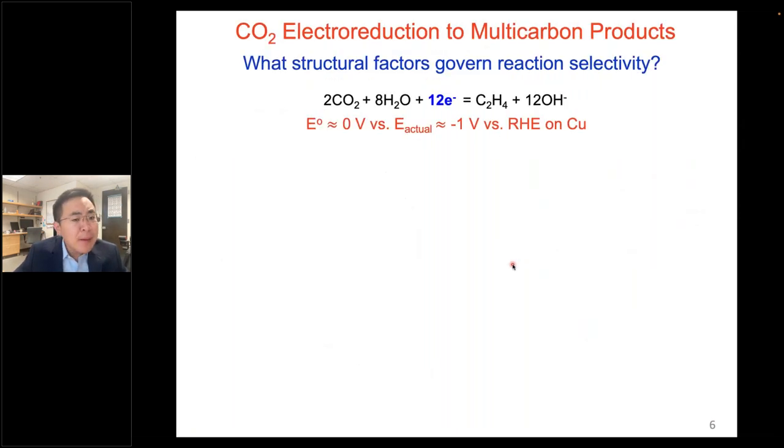If we begin to dive into the chemical aspect of such a reaction, what I'm showing you here is one example of how we can convert CO2 into, for instance, ethylene. This is a really tough reaction to catalyze. It involves 12 electrons and multiple protons. Thermodynamics tells us we need about 0 volts versus the reversible hydrogen electrode, while kinetics tells us the reality, that we actually need about minus 1 volt. That is a significant overpotential, which makes this system have very low energy efficiency. By better understanding the structure factors that govern the reaction selectivity, we can design more selective catalysts to drive this very challenging reaction.